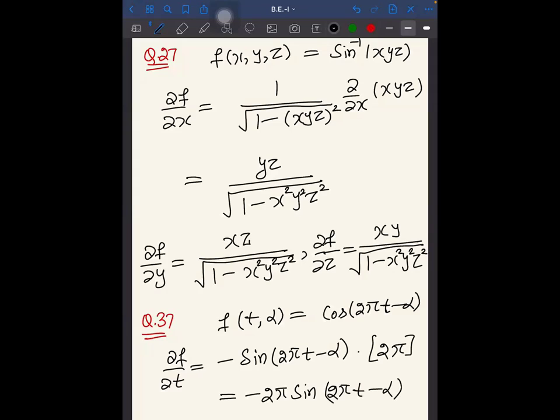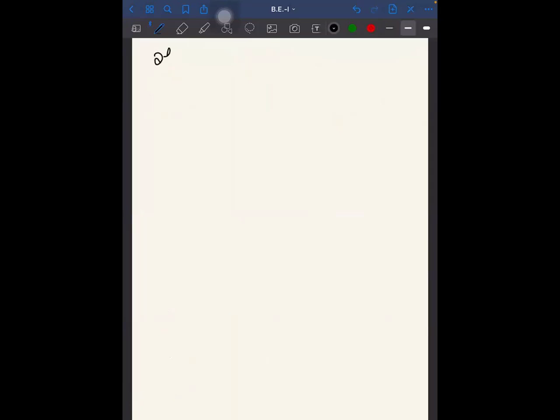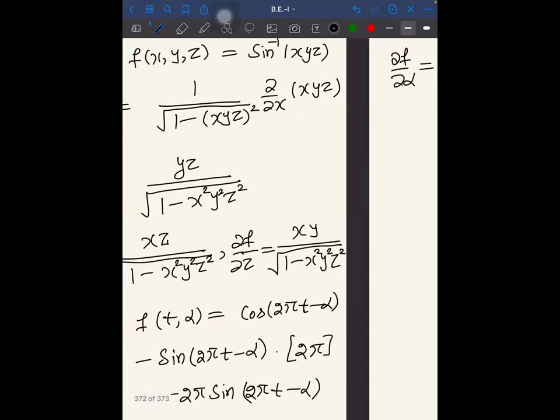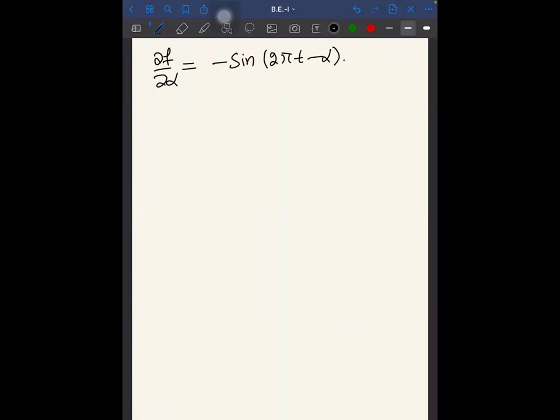And let's say if we want to differentiate with respect to alpha, even then the differentiation of alpha will be taken only, and your t will be treated as constant. So 2 pi t will be 0, and alpha's derivative will be minus 1. Okay, so we'll write it as ∂f/∂alpha. This is your cos, so that would be minus sine of (2 pi t minus alpha) into the derivative of (2 pi t minus alpha) with respect to alpha. So that would be sine (2 pi t minus alpha). Okay, right?